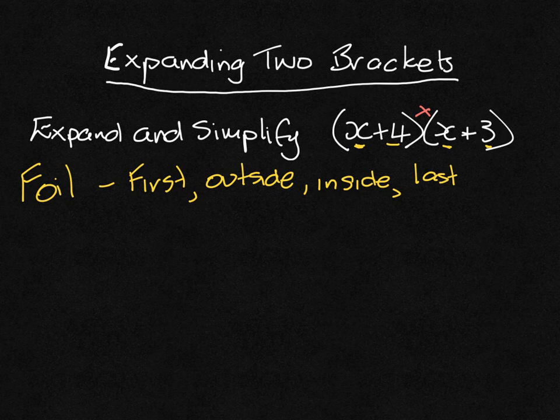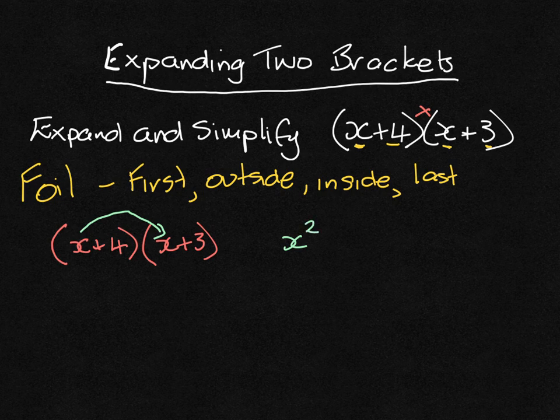If I write down these brackets again, we've got x plus 4, and then x plus 3. Let's do the first term. That's x times x, and x times x, of course, is x squared. We'll do the outside term. That's x times positive 3, which is plus 3x. And then we do the inside term, so that's plus 4 times x, which is plus 4x. And then we'll do the last terms, which is 4 times 3, which is plus 12.